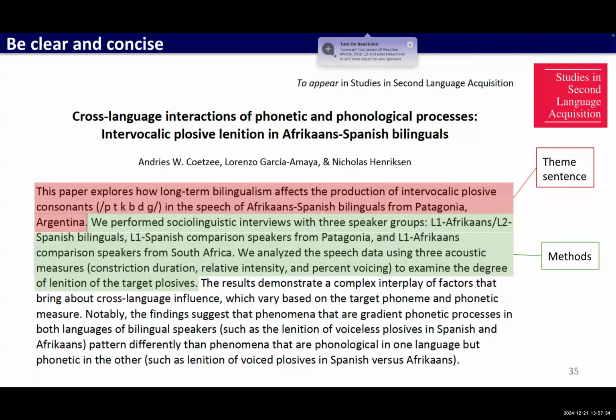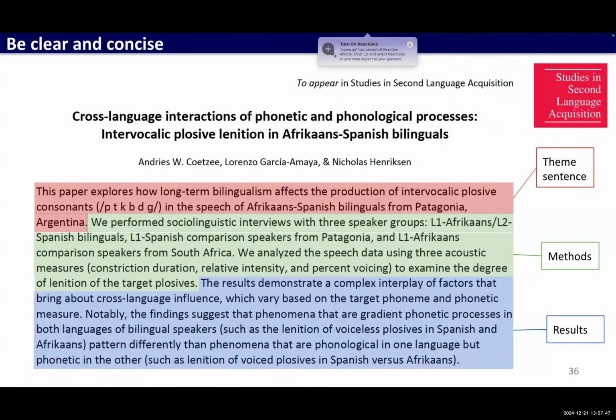So the reader knows the topic, intervocalic plosives. They know what type of data we had. The reader knows what acoustic analysis we do, so knows exactly what to expect in the paper. And then there's a kind of summary of the results, right? A complex interplay, you know, sometimes L1 influences L2, sometimes L2 influences L1, so you also describe the results. So if the reader were to read that, nothing in the paper is going to be a surprise to them. They know the topic, they know the data, they know how the data were analyzed, and they know the results.